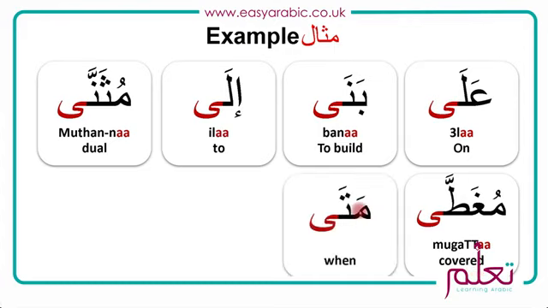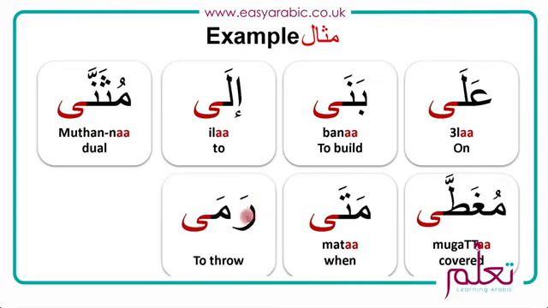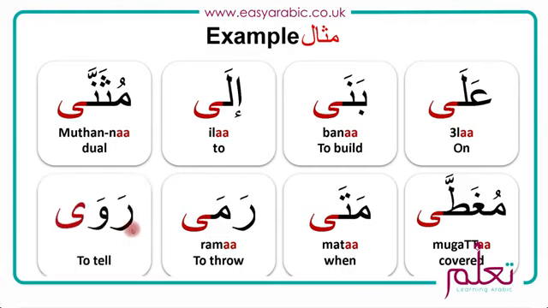Next one is mim with the fatha, ma, ta with the fatha is mata, and the ya, mata, which is when. Next one is ra with the fatha is ra, mim with the fatha rama, and then the ya, rama. And finally we've got ra with the fatha, wa with the fatha, rawa, and then ya, rawa. Okay, so that was the alif maqsura.